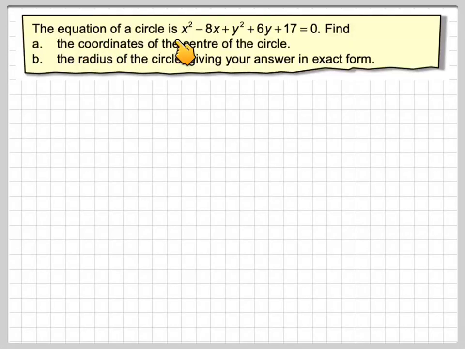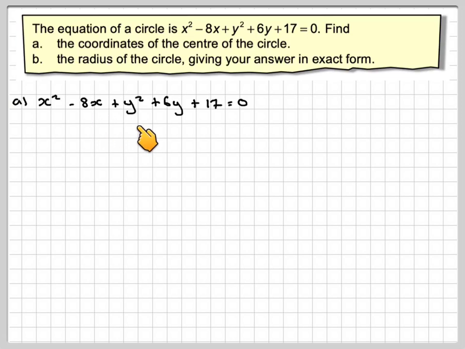The equation of a circle is x squared minus 8x plus y squared plus 6y plus 17 is equal to 0. Find the coordinates of the centre of the circle and the radius of the circle, giving your answer in the exact form. Okay, so we've got x squared minus 8x plus y squared plus 6y plus 17 is equal to 0.